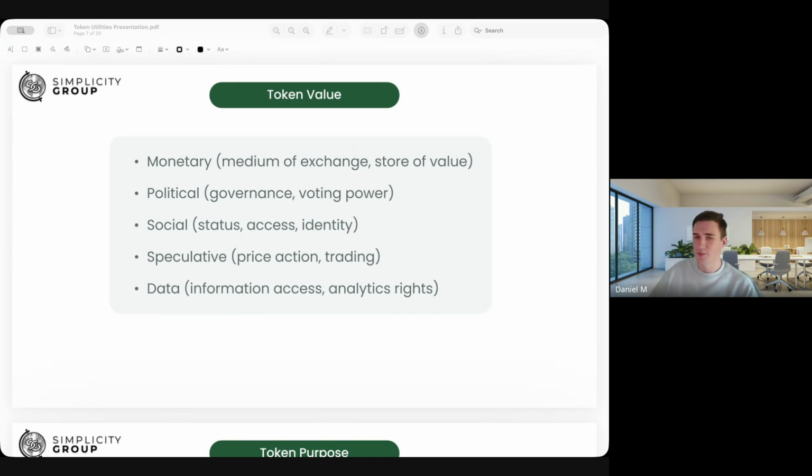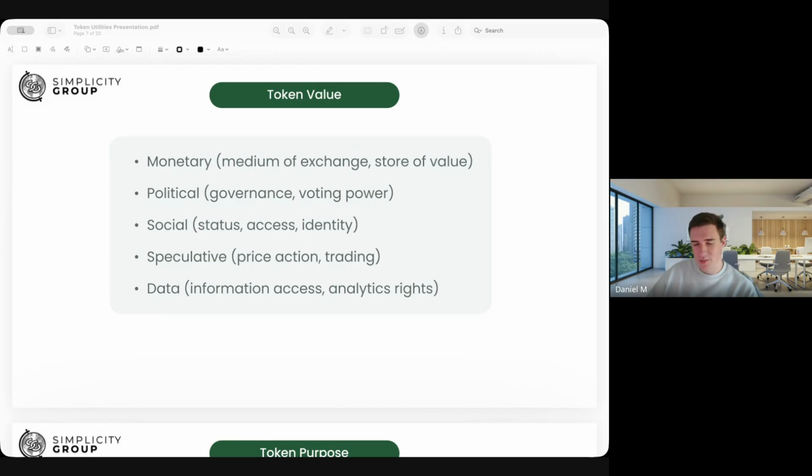There is social value: status, access, identity. This is more so seen in NFTs. Look at something like Bored Ape Yacht Club, when it was very popular, it had status. You had status if you had a Bored Ape PFP. You had access to the private groups.